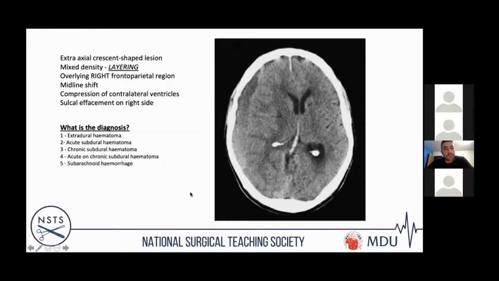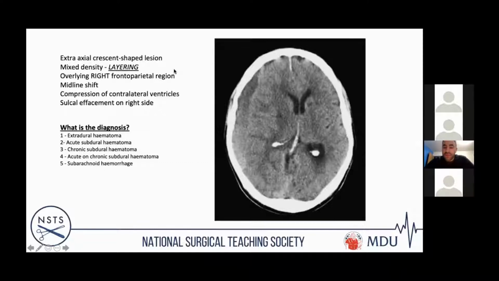So what's the diagnosis? Nice. Okay, 53% said acute on chronic, and then we got a reasonable mix saying chronic, acute, or extradural hematoma. So it's an acute on chronic subdural.